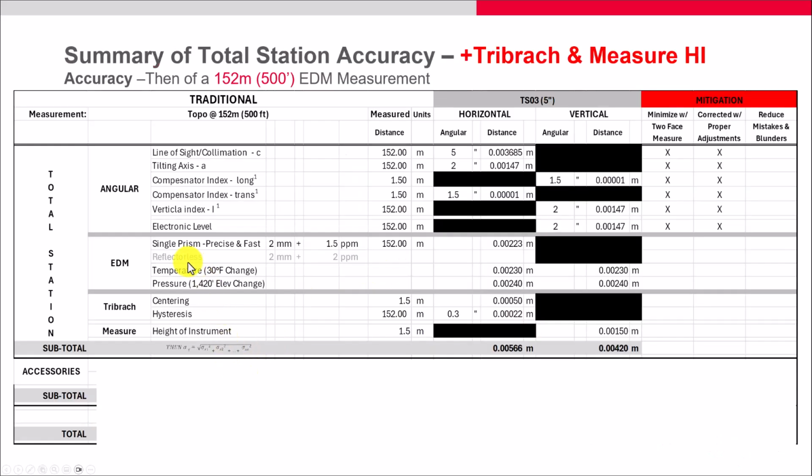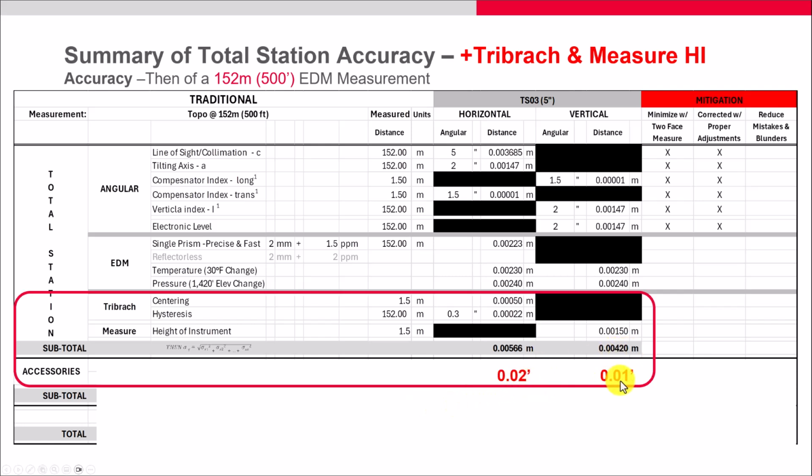Now let's add all those things together. We've got angular, EDM, tri-brac, and we take a measurement. So we've got our new horizontal and vertical errors here. We're looking at a subtotal of 0.00566 meters and 0.00420 meters. Otherwise, 200th and 100th.